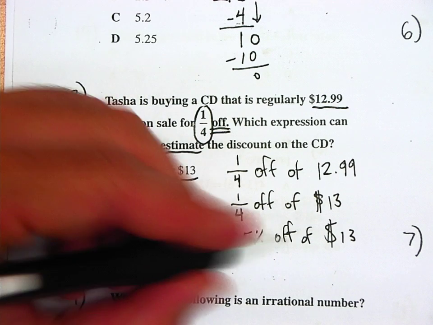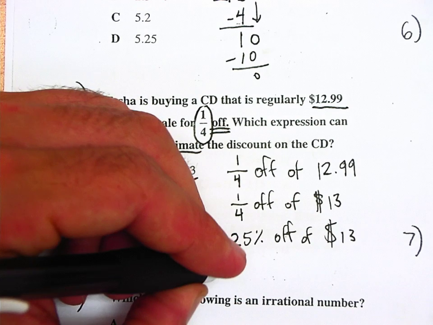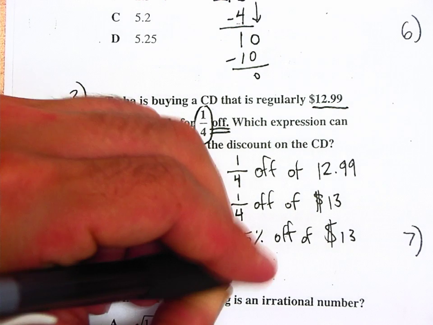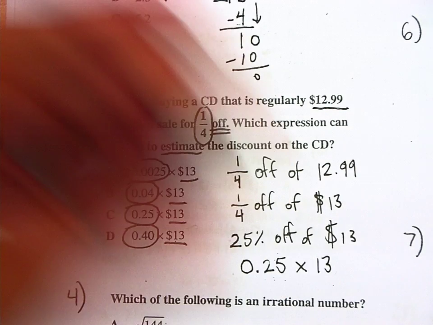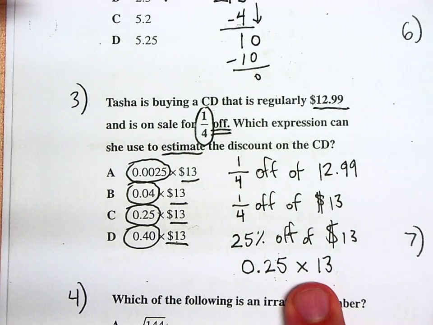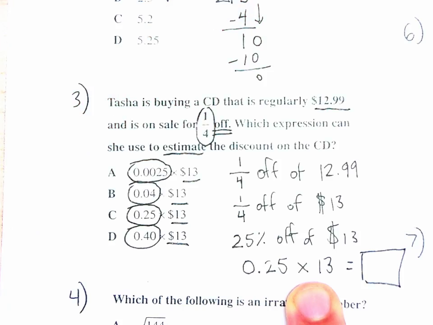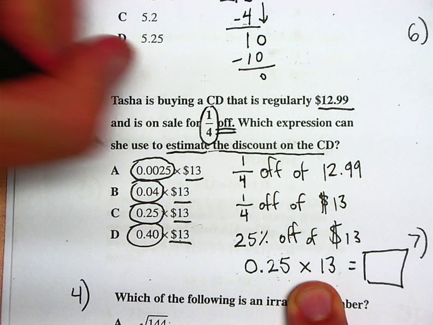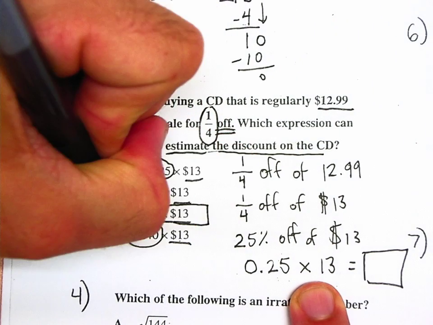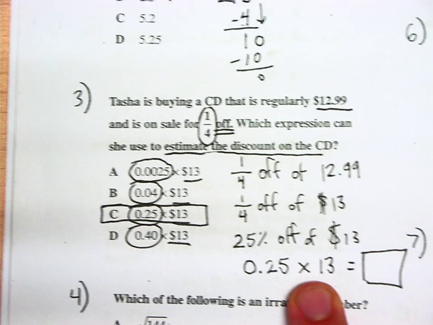You go to the store, a CD that costs about $13 is really 25% off. And for me to figure that out, 25% off of 13, I would find 25% of 13 and turn 25% into a decimal, 0.25, and I'd multiply times 13. 25 100ths times 13. Whatever that got me would help me estimate the discount on the CD. So my answer is C, because 25 100ths times 13 would be the expression that I would use to help me estimate the discount for this CD.